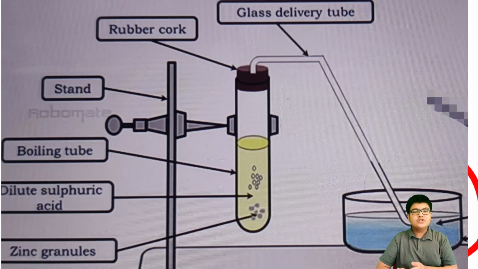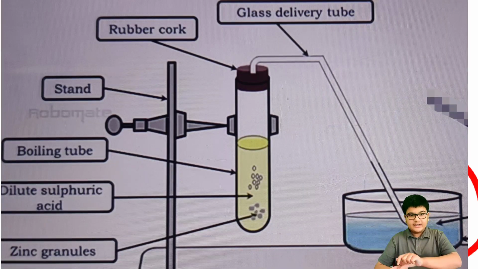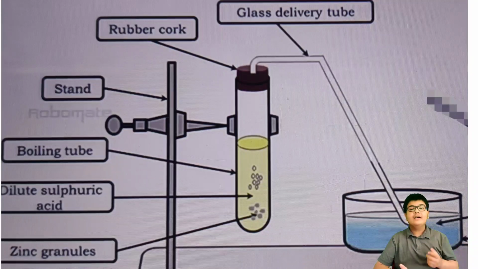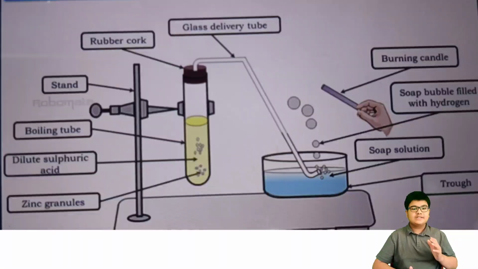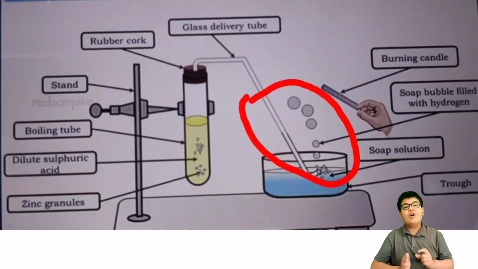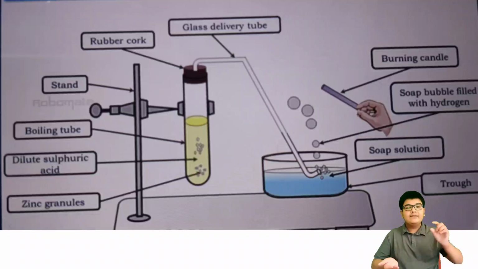Now take soap solution in a trough and join it to the boiling tube with the help of a glass delivery tube. As you know that we have an acid and a metal, obviously a reaction will take place between the zinc and sulfuric acid, and during this process we observe that a gas is formed, and this gas results in the formation of soap bubbles. We had taken a soap solution in the trough, and when this gas passes through the glass delivery tube and reaches the soap solution, bubbles of the gas are produced in the soap solution.